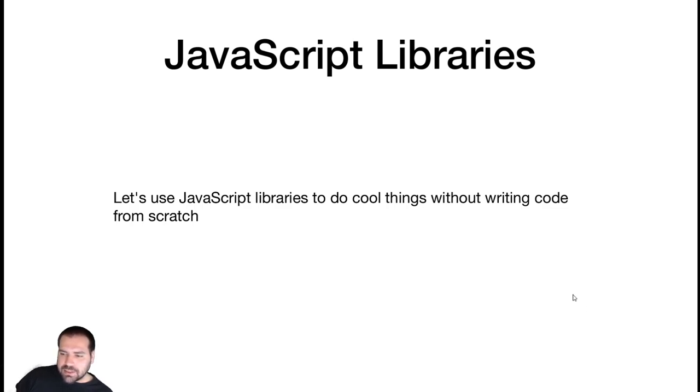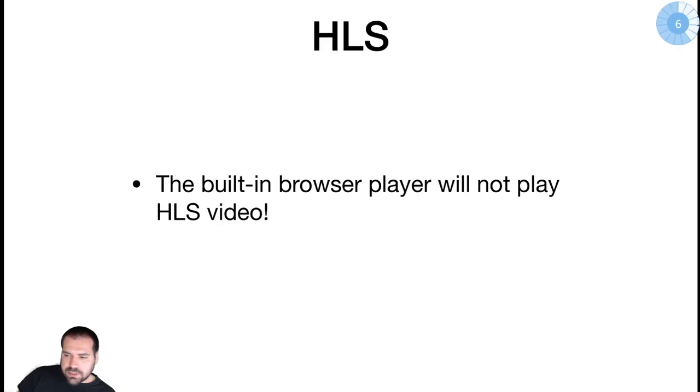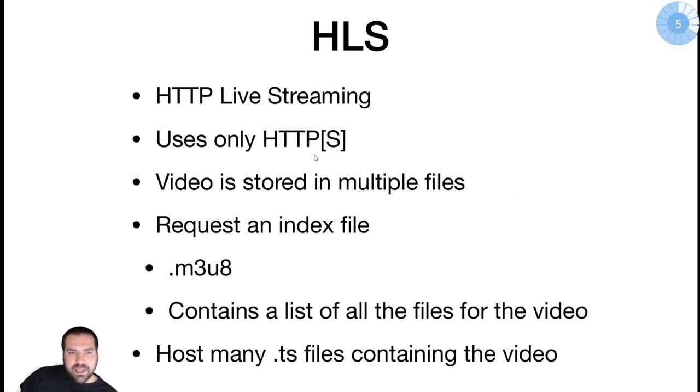But regardless, it says it uses only HTTP or HTTPS. This is my syntax for saying either HTTP or HTTPS: with the square brackets, the S is optional. It can be there, but it might not be. That's just the way I'm using that. So HTTP or HTTPS.